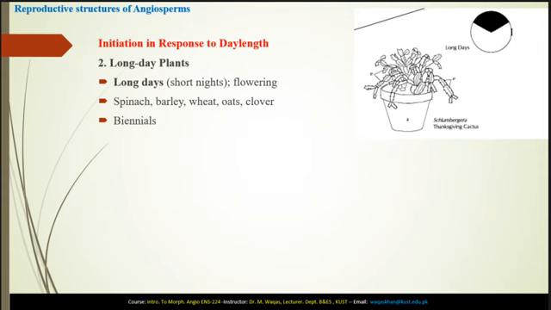As you know, what are biennials? As we had studied, biennials are the plants that require 2 years for the growth cycle. In the first year, they require a cool winter, and long days in the second year for flowering induction. So basically, these were the differences between the short day and long day plants.